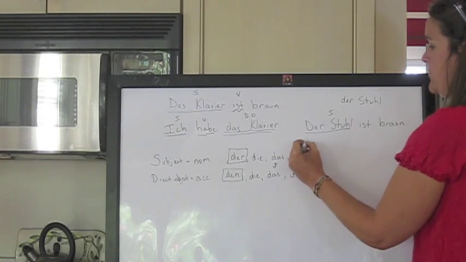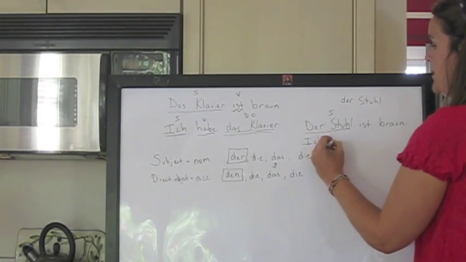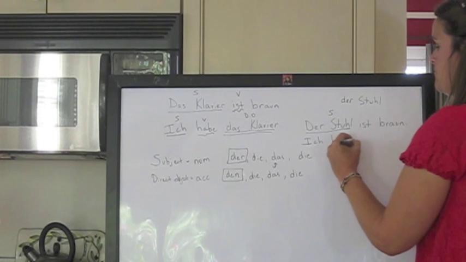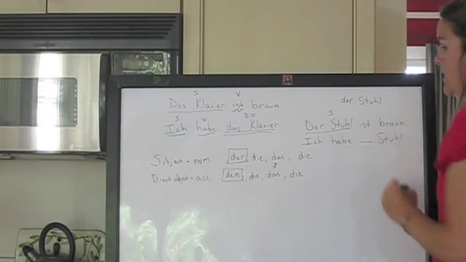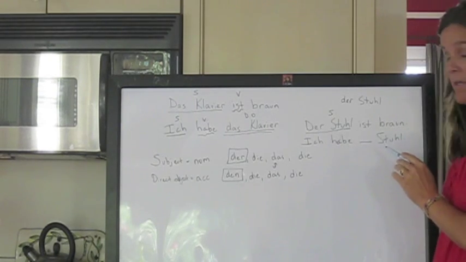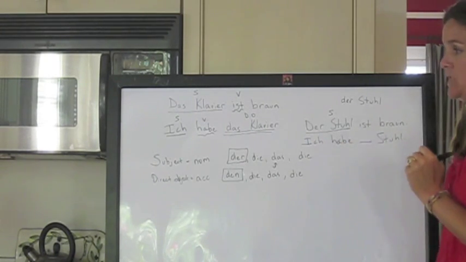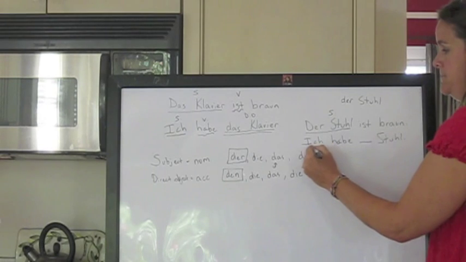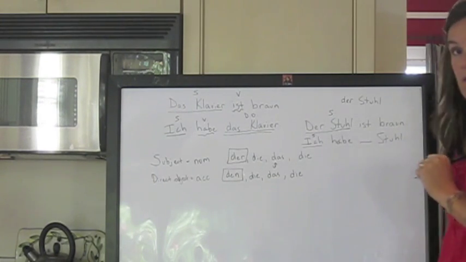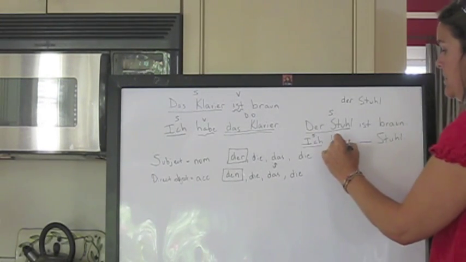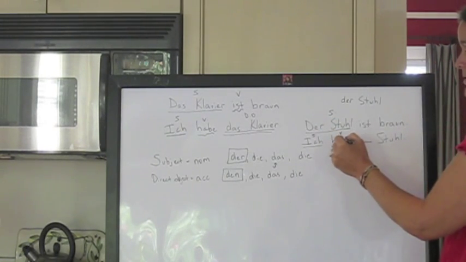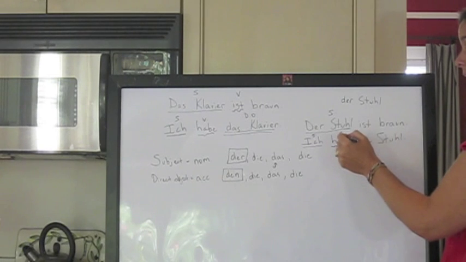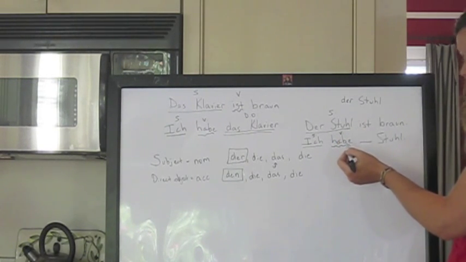But now, if we say ich habe, I'll leave that blank for a second. If we say ich habe, what's the subject of that sentence? Ich. What's our verb? Habe. What do I have? I'm the one who has something. But what do I have? What's receiving the action of the verb?